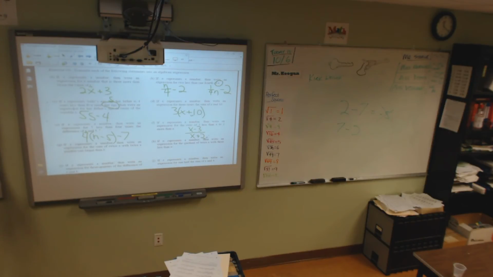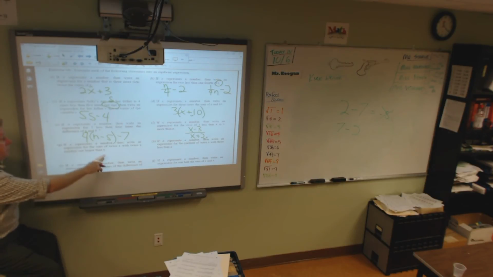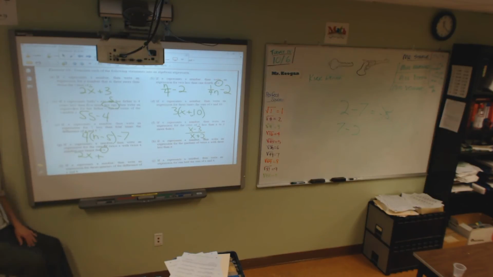If x represents a number, then write an expression for the sum of twice x with twice a number 1 larger than x. It sounds confusing, so we're going to pull this stuff apart. There's going to be addition in there. The sum of twice x, 2x, with twice a number 1 larger than x. Here's our x. 2x is twice the number. But what's 1 number larger than x?